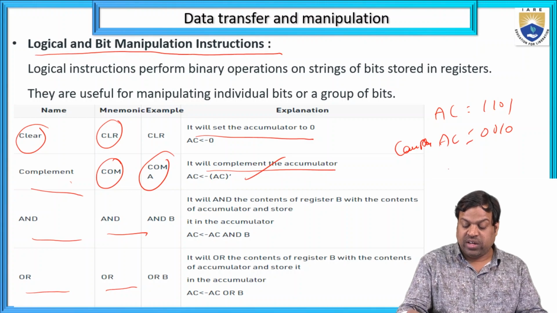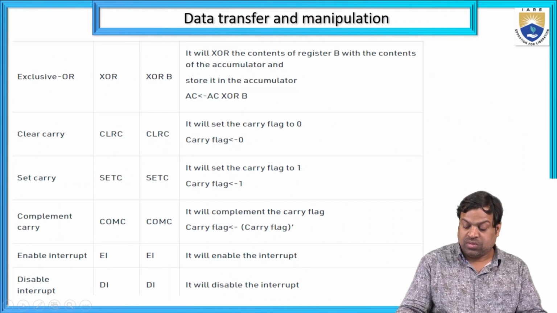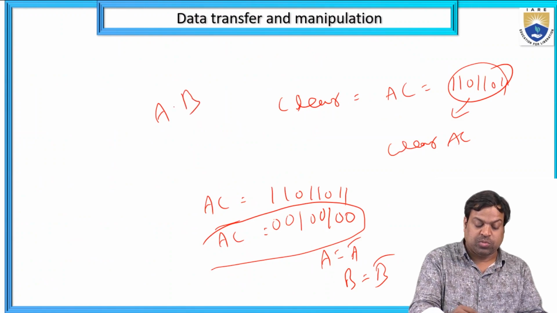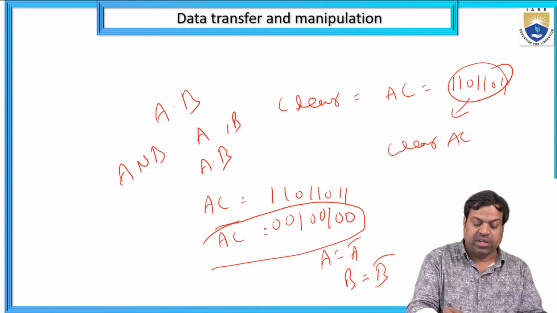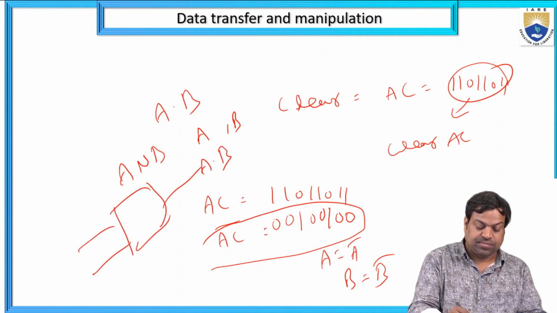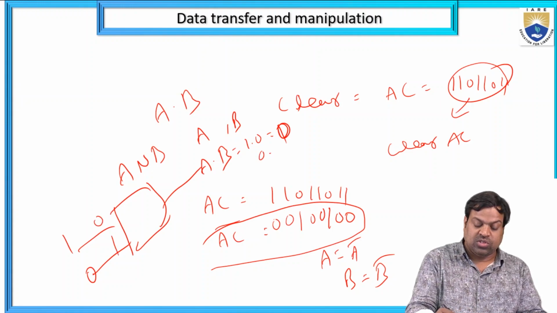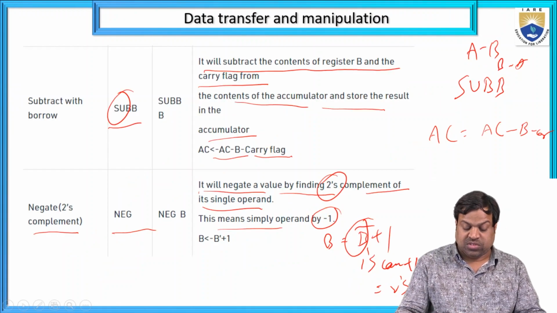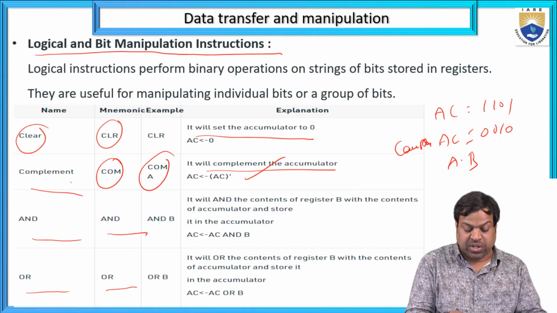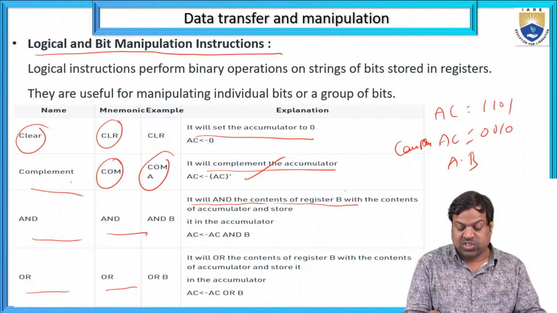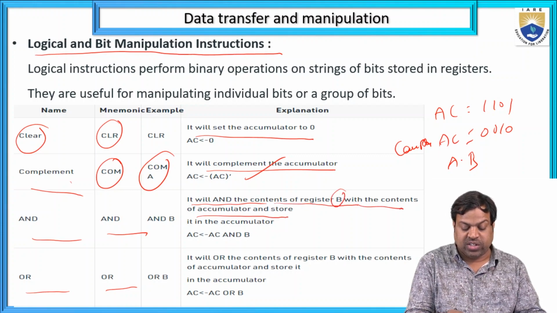AND means we are doing A into B. Suppose I want A into B. How is it possible? Using the AND logic gate, A comma B, and A comma B means we are multiplying A and B. A equal to 1, B equal to 0. What is A into B? 1 into 0 equal to 0. Like this, I am taking 0 into 1. 0 into 1 means 0. So AND means I am taking multiplication. It will AND the content of register B with the contents of the accumulator and store the result, that is, accumulator AC equal to AC AND B, A into B.